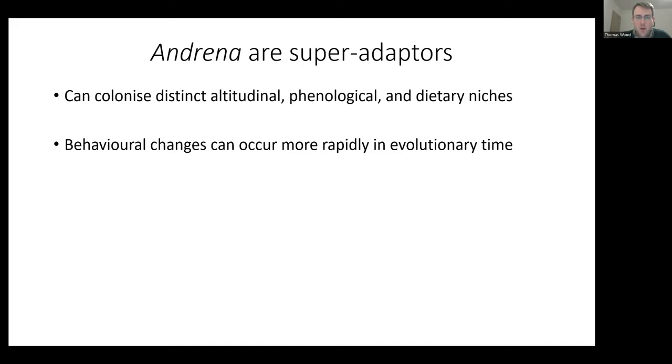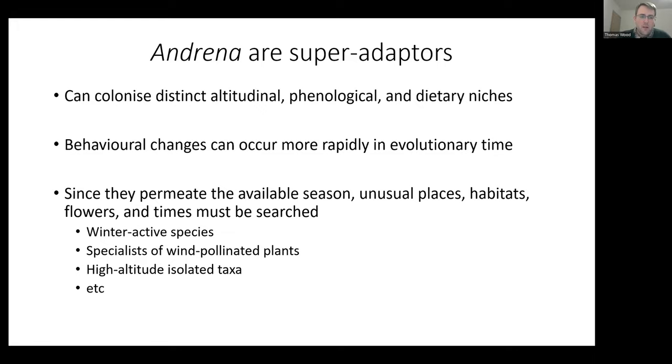I would argue they colonize these distinct niches. I would also argue that behavioral changes can occur more rapidly in evolutionary time, which is partly what is facilitating their elevated rates of speciation. With these behavioral changes and these phenological changes, they can colonize a wider variety of opportunities.